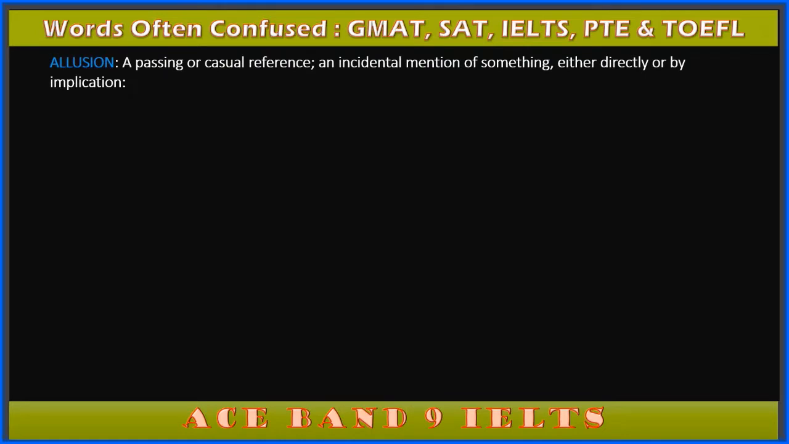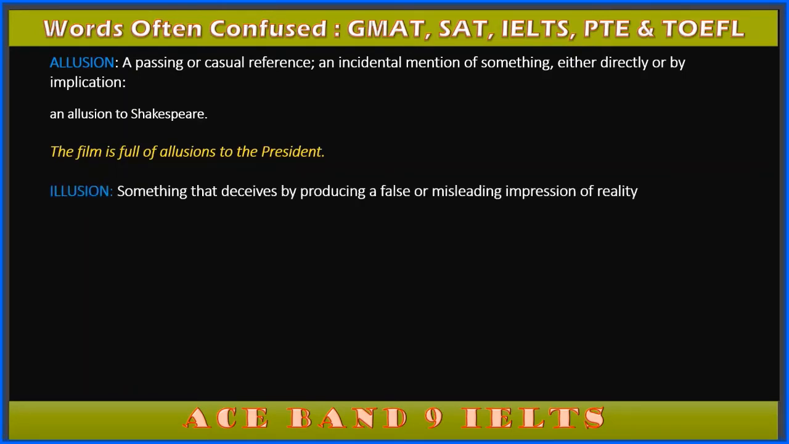Allusion means a passing or casual reference, incidental mention of something, either directly or by implication. An allusion to Shakespeare. Example, the film is full of allusions to the president. Illusion means something that deceives by producing a false or misleading impression of reality. Example, Sue is under the illusion that she will become a millionaire by acting in films.